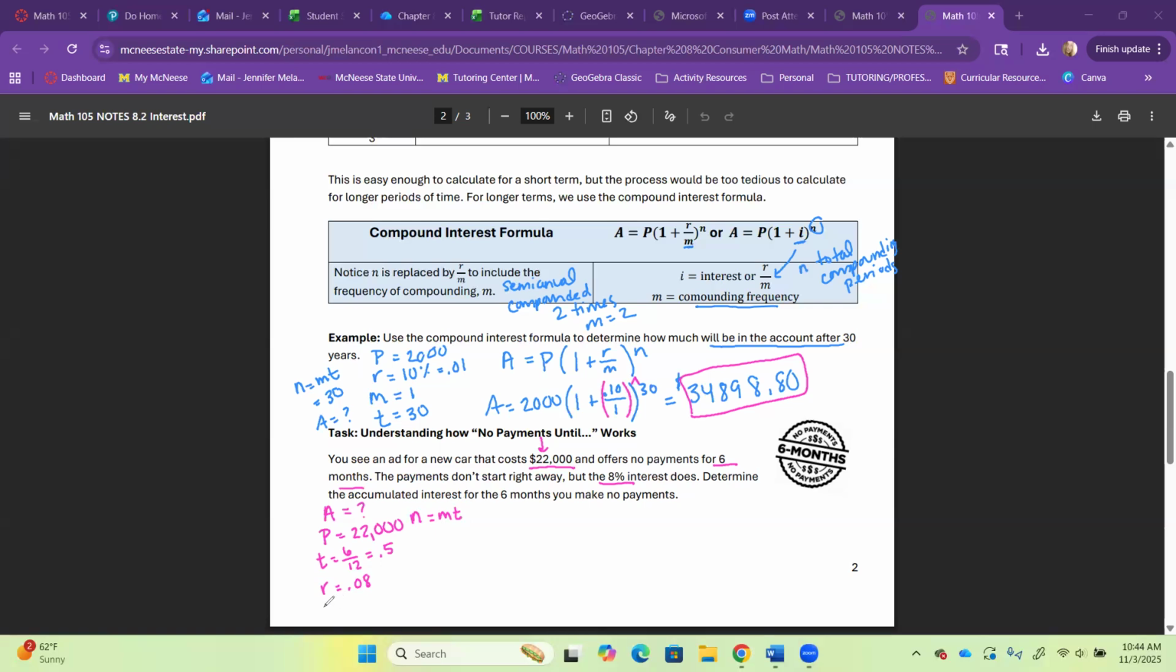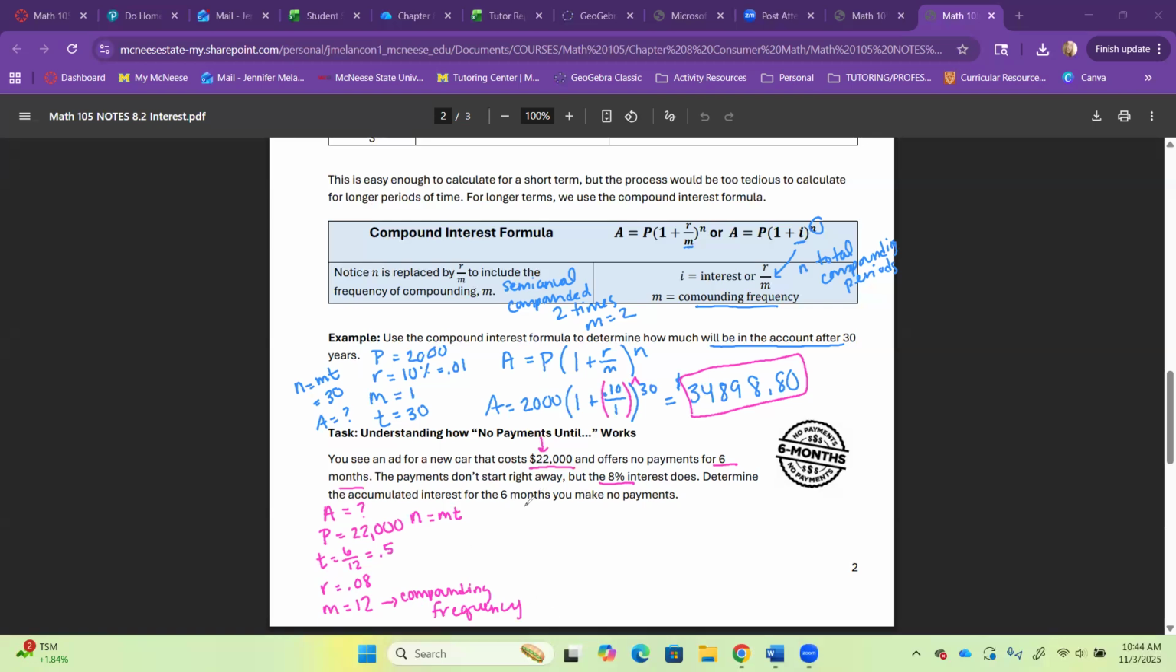how much is m? M would be equal to, we're going to compound every month, so m is still 12. That's the compounding frequency. Even though we're not finding this for the entire year, that's how often it's compounded in a year. So the compounding frequency in the year is 12.